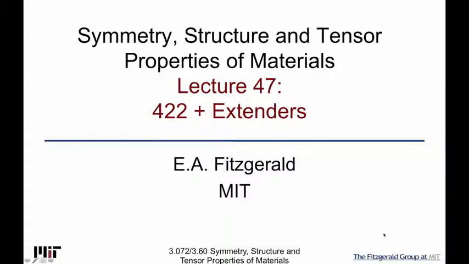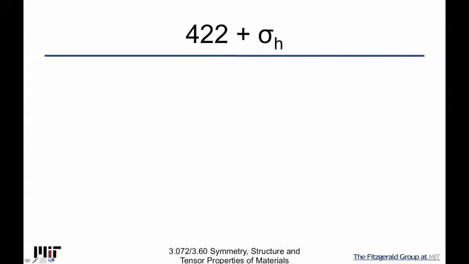Lecture 47 is now looking at our 422, which has actually only one extender that produces a new space point group, and that is the horizontal mirror plane. But before I do that, I just want to remind you, because some of these higher indices, like these 422s, 3223, we had simple objects to make you recall what they were based on.